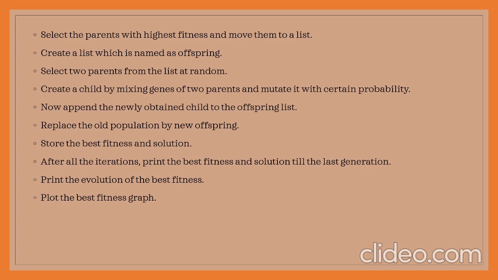Select the parents with high fitness value and move them to a list. Create a list named offspring. Select two parents from the list at random. Reproduce new offsprings from the selected parents. Append the newly obtained offsprings to the offspring list. Replace the old population with the new population of offsprings. Store the best fitness and solutions.